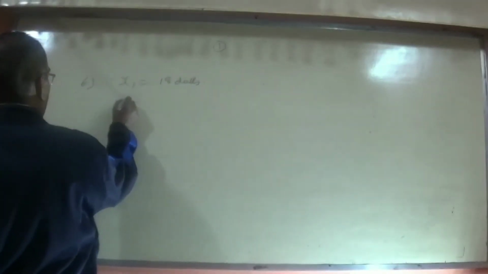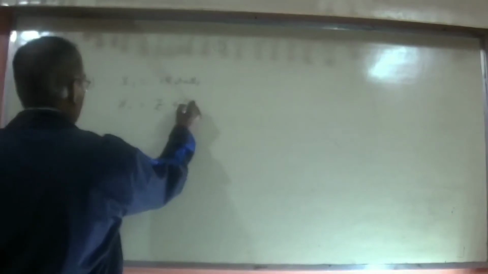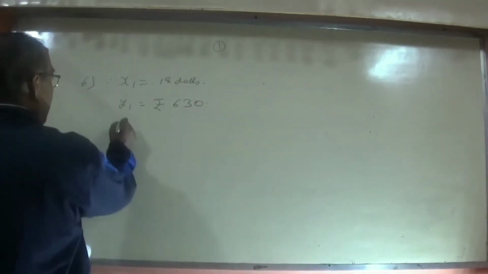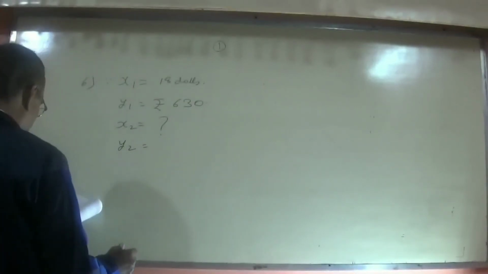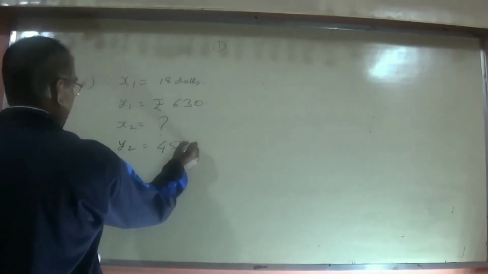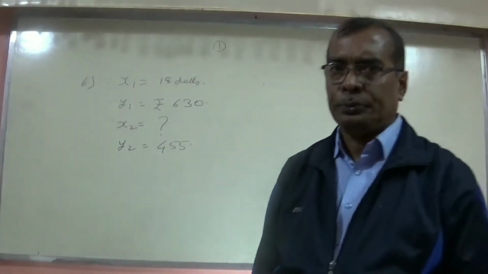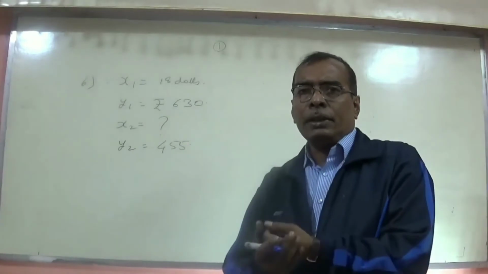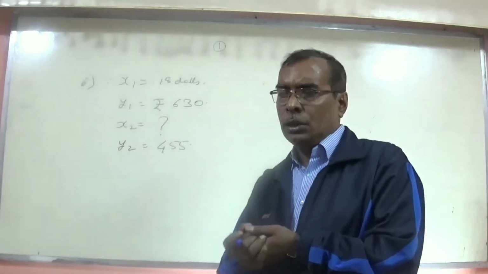And y1, how much amount you are paying for that? 630 rupees. You have to find x2. Put here question mark. And y2, how much money you have? 455. For 455, how many dolls you will get? You can solve these questions by unitary method even also. Okay, but here it is given on based on the direct and inverse variation, so I am going to solve that particular formula here.